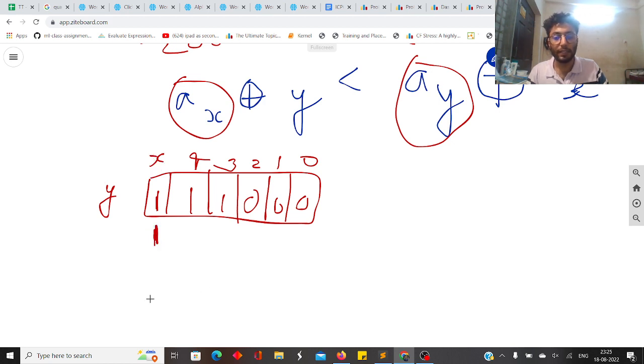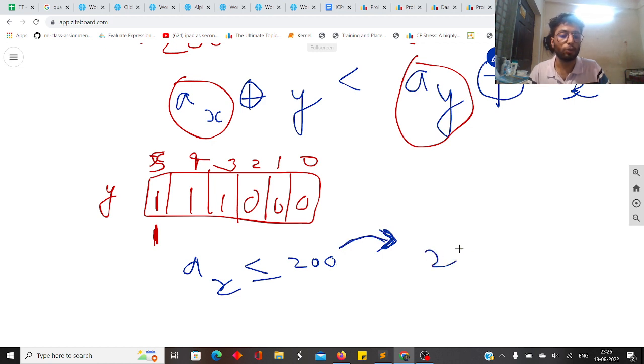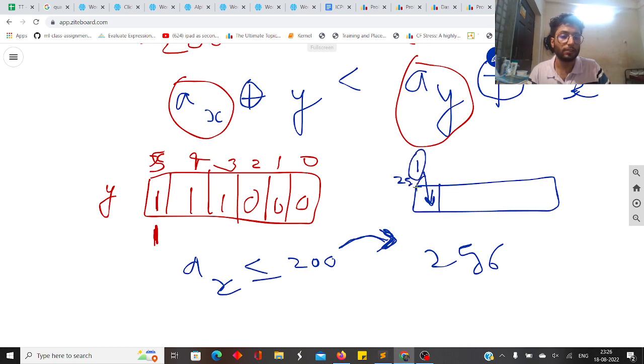Since my ax is only up till 200, what is the maximum possible bit this can affect in my value of y? The next power of 2 is 256. So 200 can be represented in such a way that the bit corresponding to 256 is on, and the rest of the bits are off.